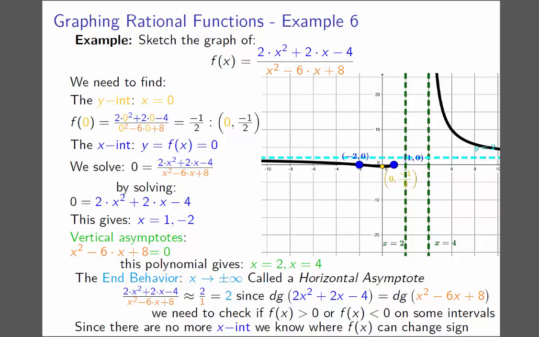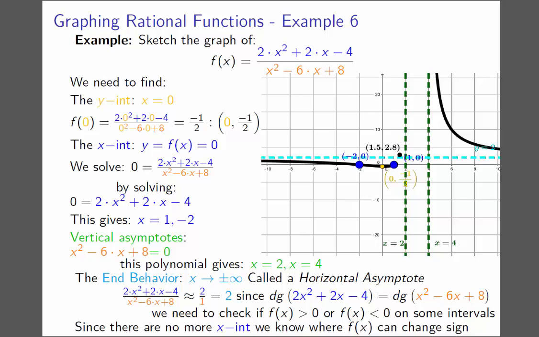What remains to be checked is what's happening to our function between our x-intercept (1, 0) and our vertical asymptote x equals 2, as well as what's happening between our vertical asymptotes x equals 2 and x equals 4. To start, we'll check a point between (1, 0) and x equals 2. We'll try x equals 1.5. Evaluating our function at 1.5, we find that f of x is roughly 2.8, which is positive.